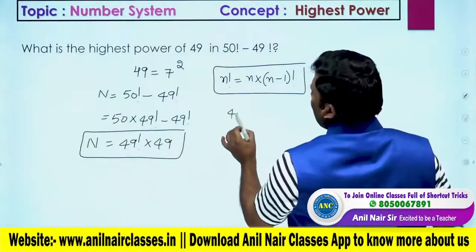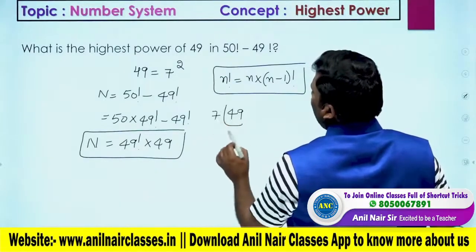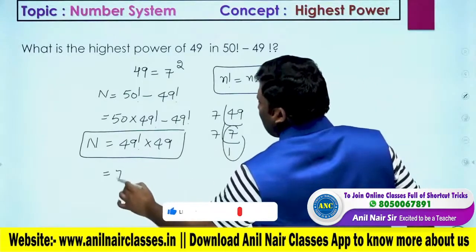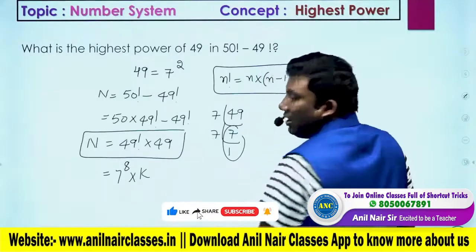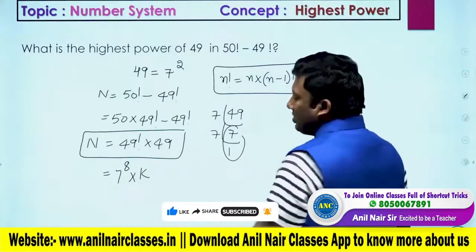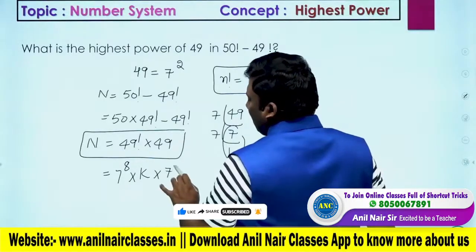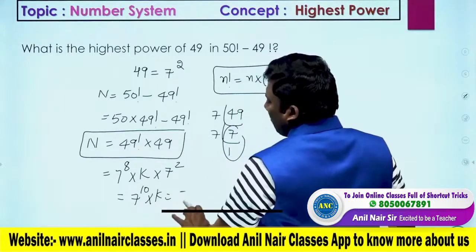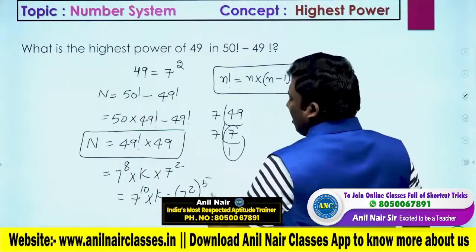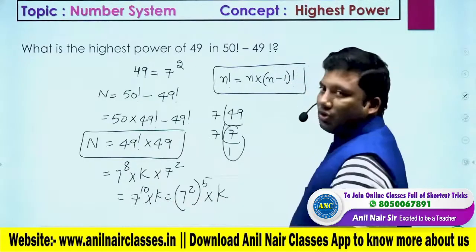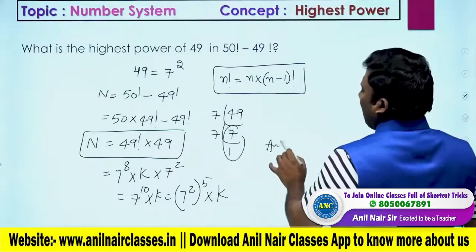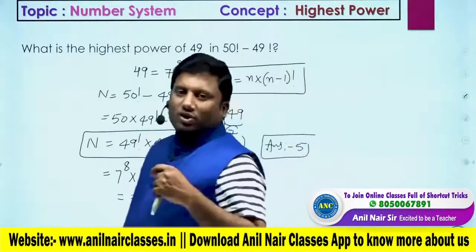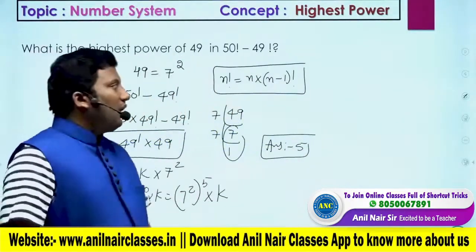49 is 7 square. So in 49 factorial, how many powers of 7 are there? 7 7s are 49, and 7 1s are 7, so it is 7 power 8 into k, where k is the power of prime bases other than 7. Into 49, which is 7 square, it becomes 7 power 10 into k. But I require 49, which can be written as 7 square, so 49 power 5 into k. What will be the highest power of 49 in this expression? Answer will be 5.